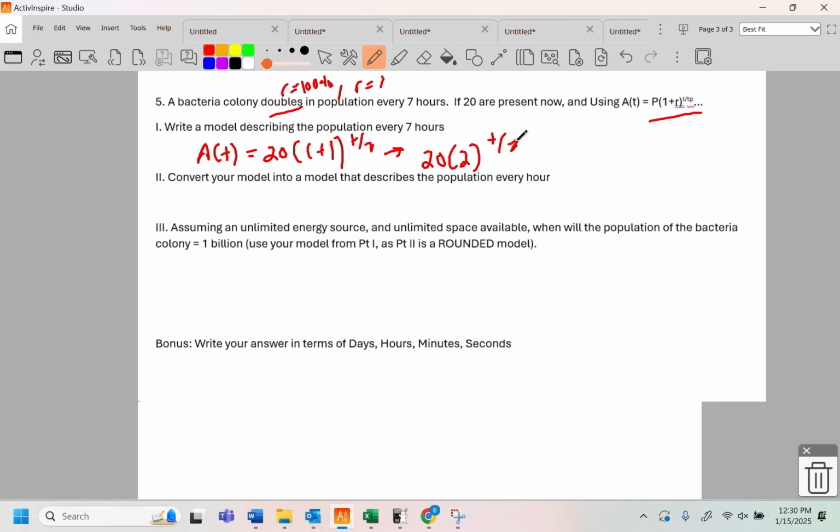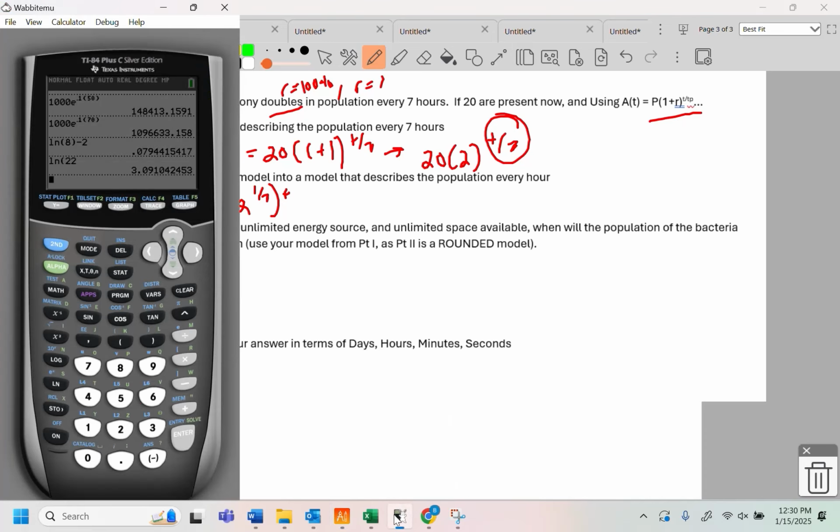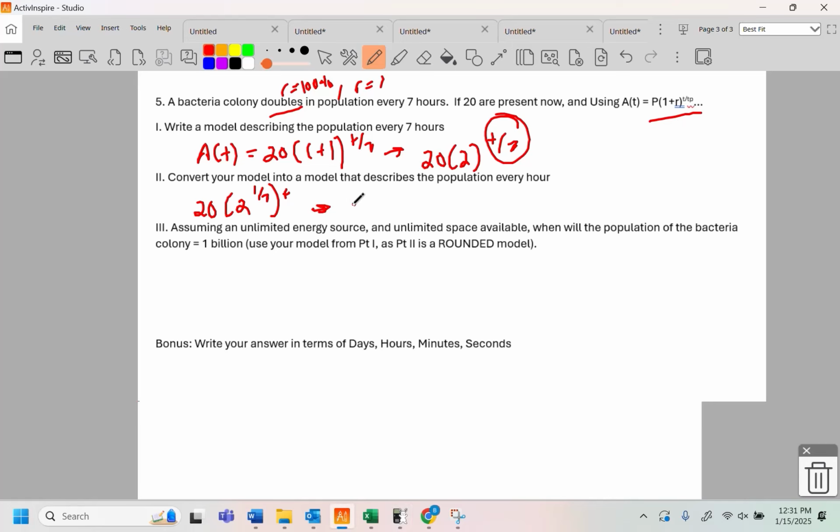Part 2, convert your model into a model that describes the population every hour. So we've got our 20, we've got our 2, and we're going to bring that 1/7 inside. And then, by God, since you're holding a TI-84, you're going to see what 2 to the 1/7 power is. It's 1.1041. So 20 times 1.1041 to the t. That's how you do that.